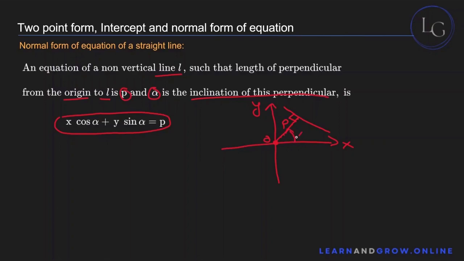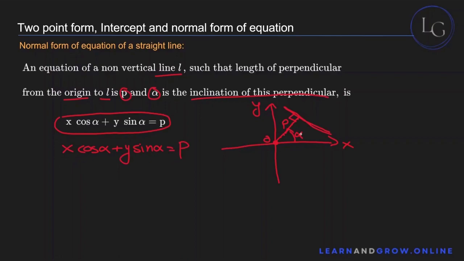so this is alpha. Once you find these two things out, P and alpha, well, then you can find the equation of this line over here by using this method. x cos alpha plus y sin alpha is equal to the length of this line that runs from O till the line itself, that is perpendicular to the line itself, and that length is P over here. Okay, so yeah, this is fairly simple.